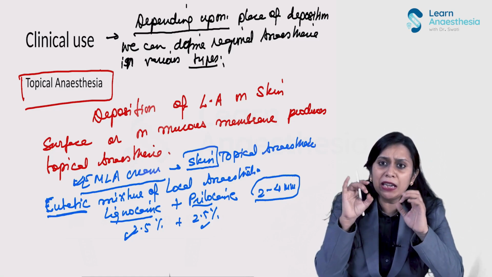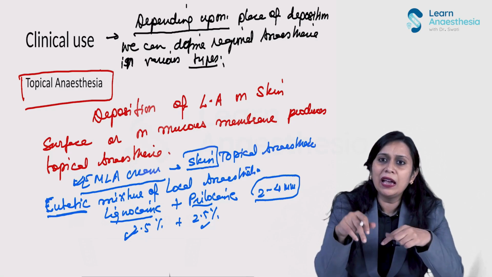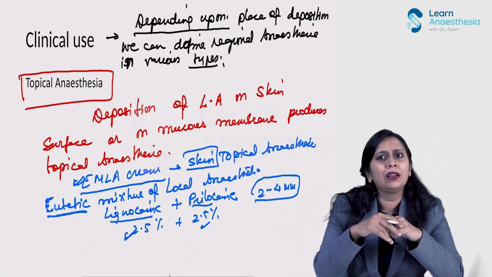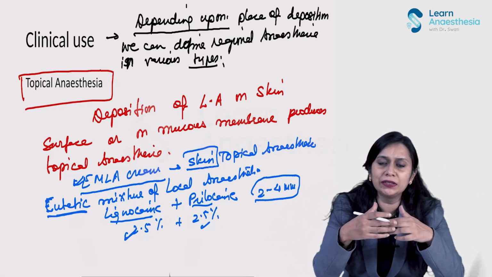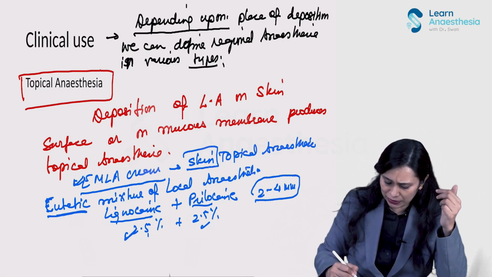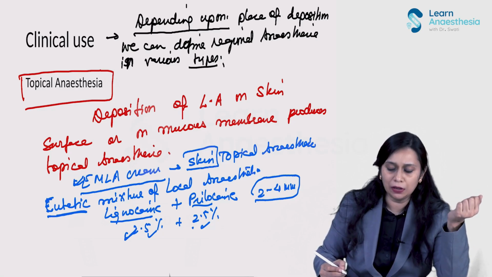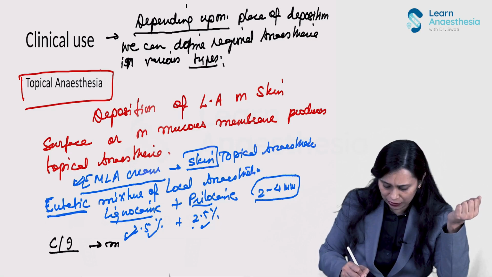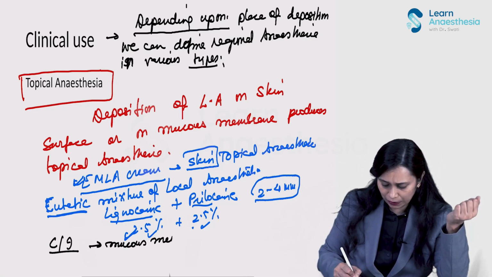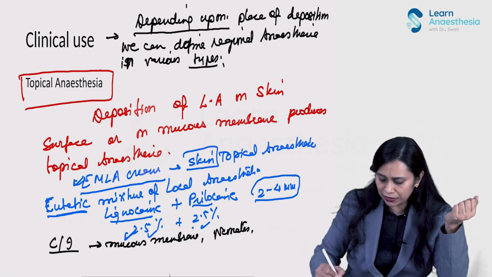This preparation is for topical anesthesia only for skin, not for mucous membrane. This preparation is used in adults and in infants, but we avoid using it in neonates. Neonates cannot metabolize such a high dose of ligno and prilo. We don't use it in neonates. So I said 3 contraindications. It is contraindicated for mucous membrane. It is contraindicated in neonates. It is contraindicated for any breach in skin.